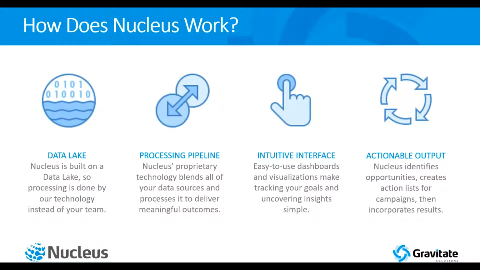The second component, and really the secret sauce, is the processing pipeline. That's where we pull all the data together, we blend it, we sometimes transpose it, and we then provide it in a usable format for our intuitive interface, which then become visualizations, which is our third component. The last component is the actionable output. The actionable output is really where the ROI happens, which allows you to actually start that marketing process by exporting segments of data that you found, where you found real insights.